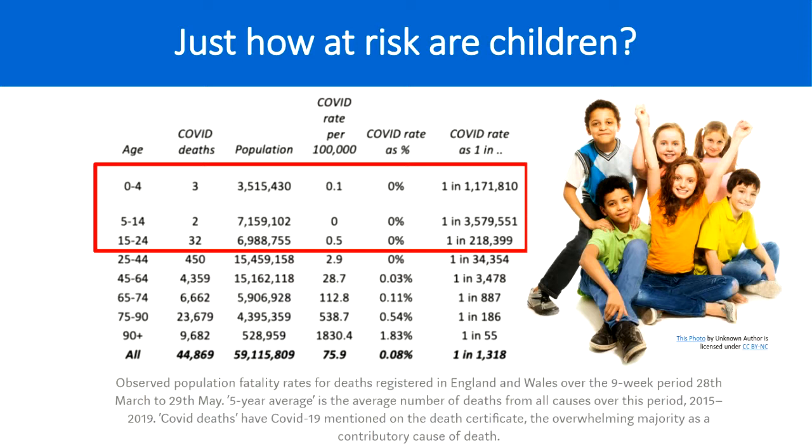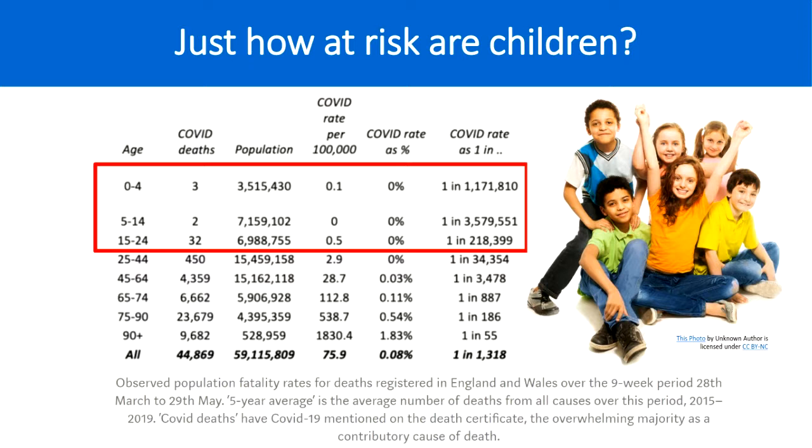So the risk of death in children aged 5 to 14 is 1 in 3.5 million. Okay, so you're more likely to win something on the national lottery than you are to die from COVID if you're a child. In fact, children are more likely to die from influenza or get hit by a bus or have a road traffic accident than actually die from COVID. So the risk to children is very low.